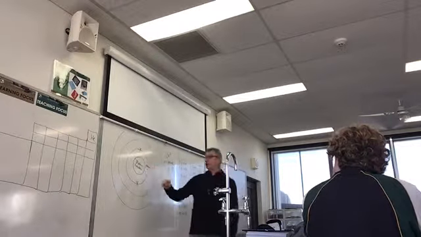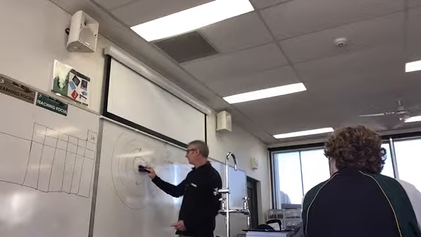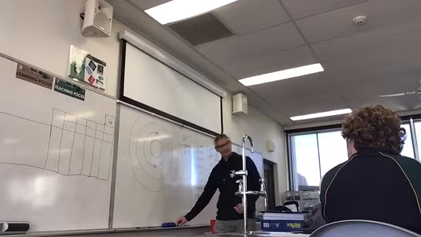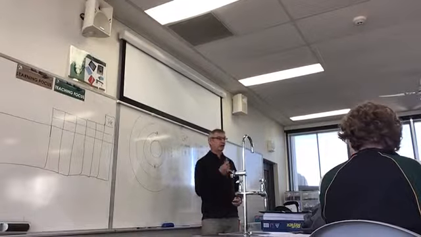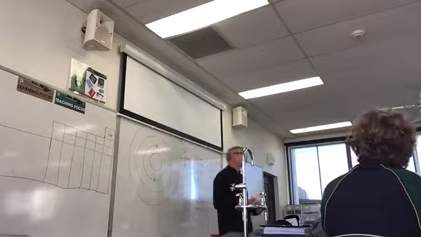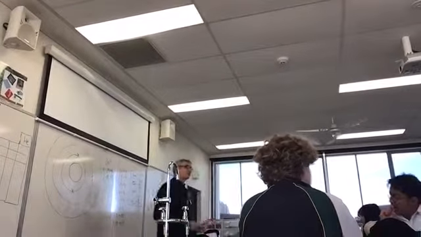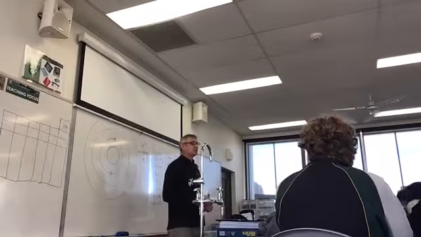So, how many neutrons does beryllium have? 2. So how many neutrons does it have? 5. Why do you say 5? How do we work out how many neutrons it has? Mass number minus atomic number. What's the mass number of beryllium? 9.